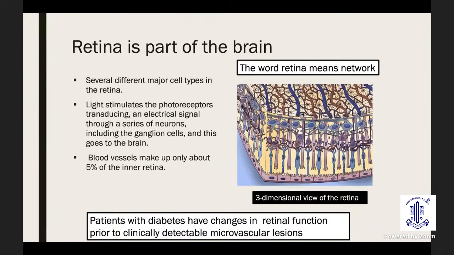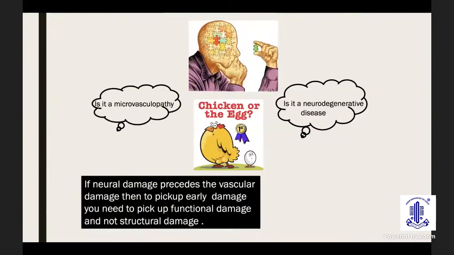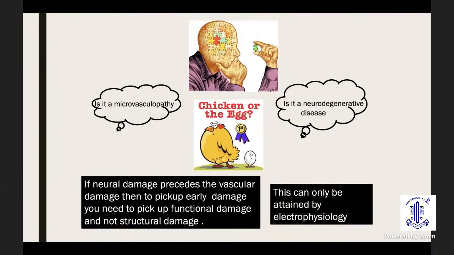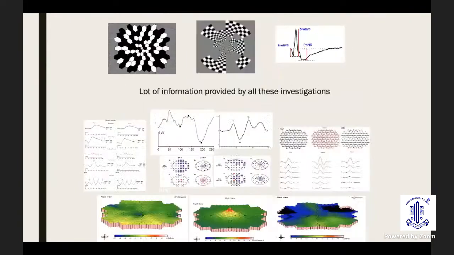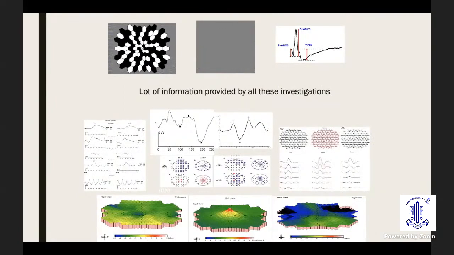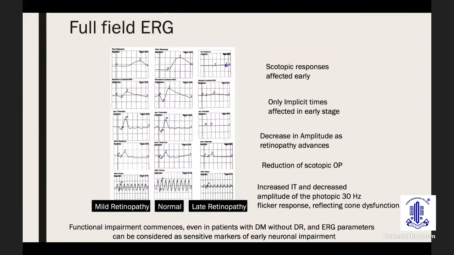Retina is definitely a part of the brain, and the word retina itself means a network. Only 5% of the retina is made up of blood vessels. So if the diabetic retinopathy process involved the whole of the retina, and if it was only involving the blood vessels, only 5% of the retina would be involved, which cannot be possible. So we are still asking whether it is a microvasculopathy or a neurodegenerative disease. And if it is primarily a neurodegenerative disease, then it can be best assessed by an electrophysiological technique. Of the various electrophysiological techniques available to us, we are going to talk more of multifocal ERG today.